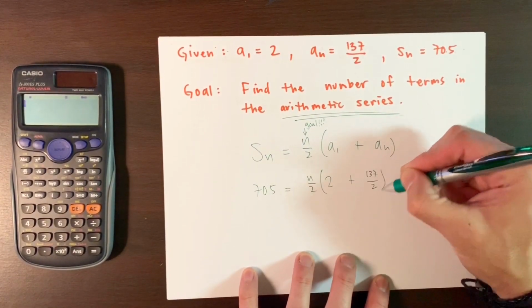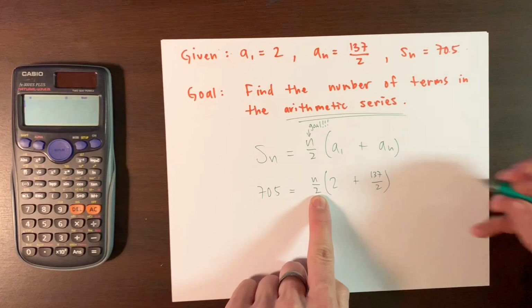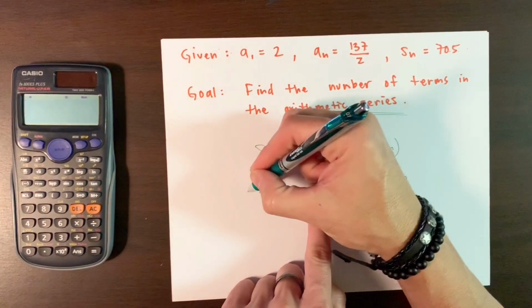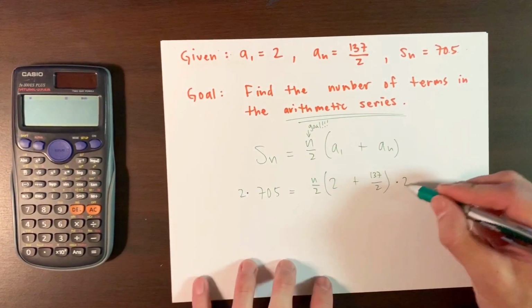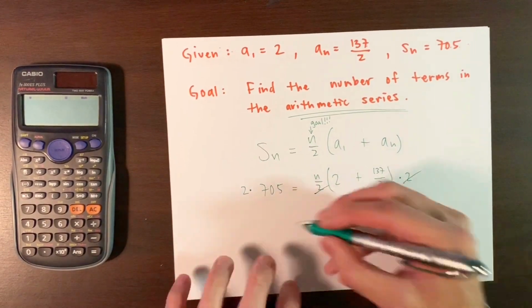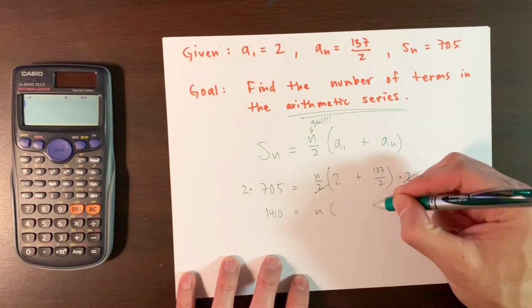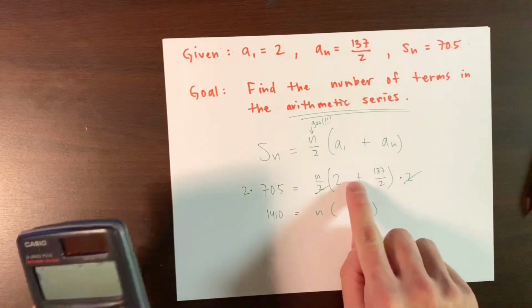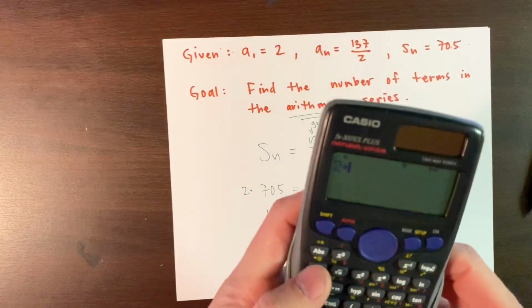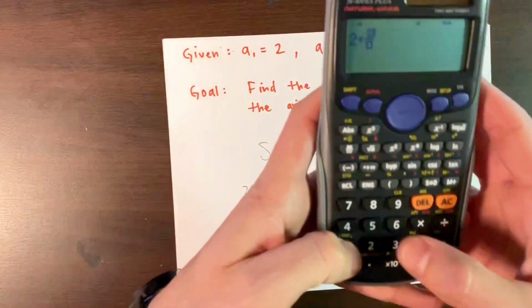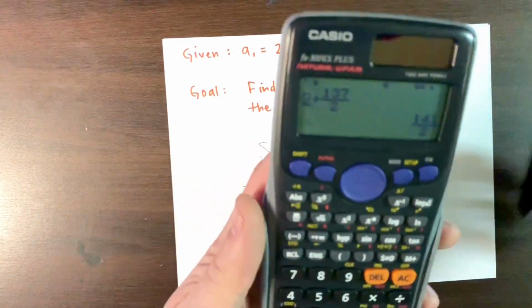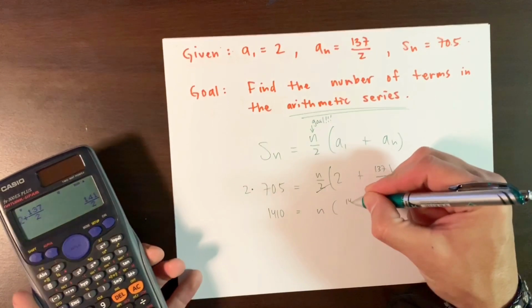If you want, I saw people getting rid of this 2 right away. So you can multiply both sides by 2, that's fine. That'll be 1410 equals n times, we can multitask this evening, Casio, 2 plus 137 over 2, hit enter, 141 over 2.